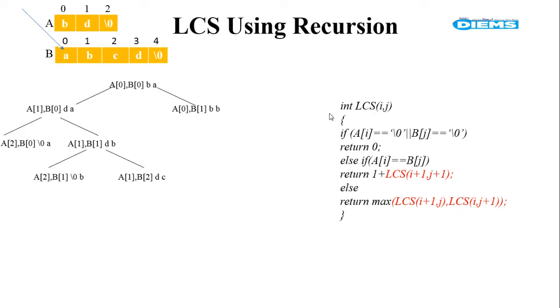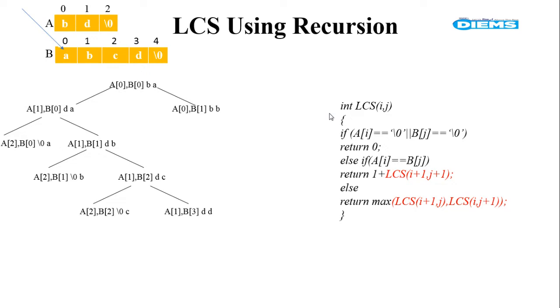Again, the same thing. For a of 1, the value of i will be incremented to 2 and j will be as it is. So we are getting two calls, a of 2, b of 1, and a of 1, b of 2. Then for this a of 1 and b of 2, two characters d and c, whether they are matching, no. Do the same thing again. We will get two more calls here.